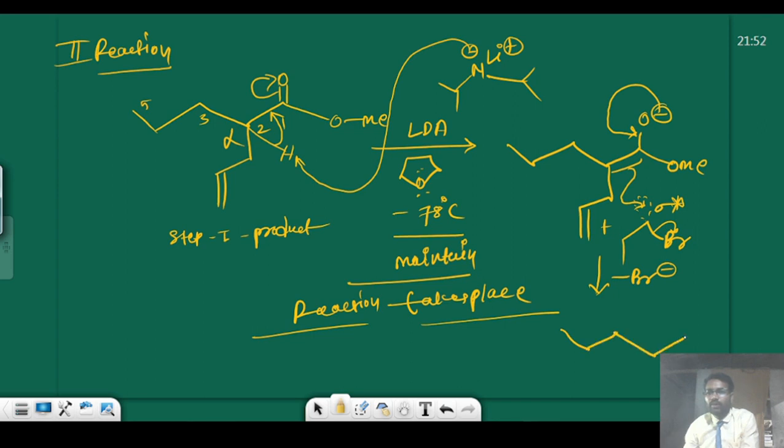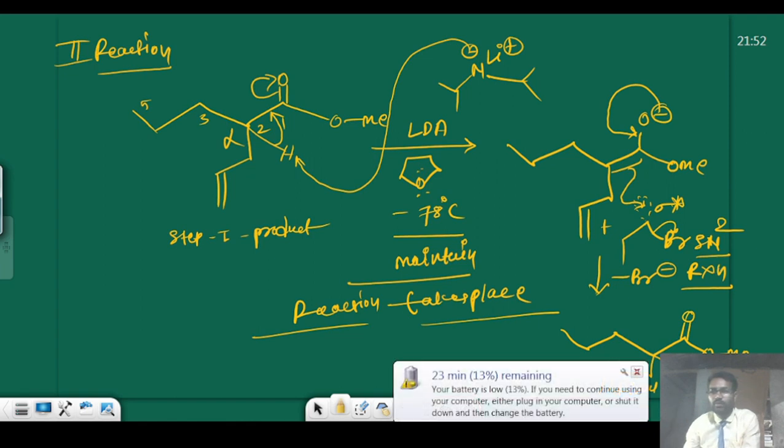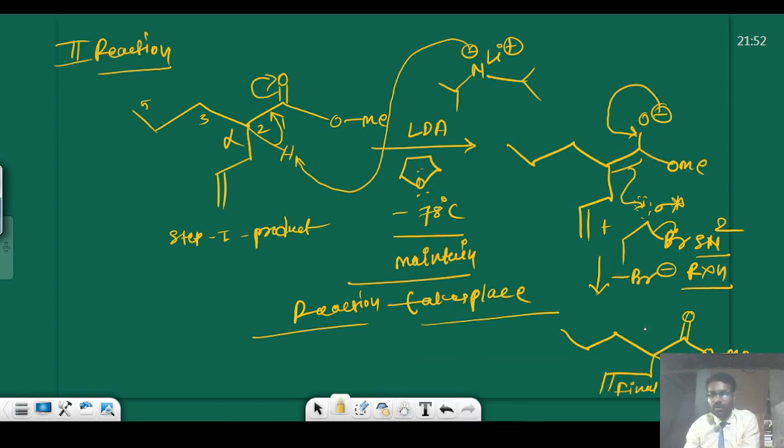And what are we going to get? We are going to get this particular compound. So this is our final product, that we need to understand. If you have questions, which reaction is it? It is the SN2 process, bimolecular nucleophilic substitution reaction. Okay, so this is the final product.